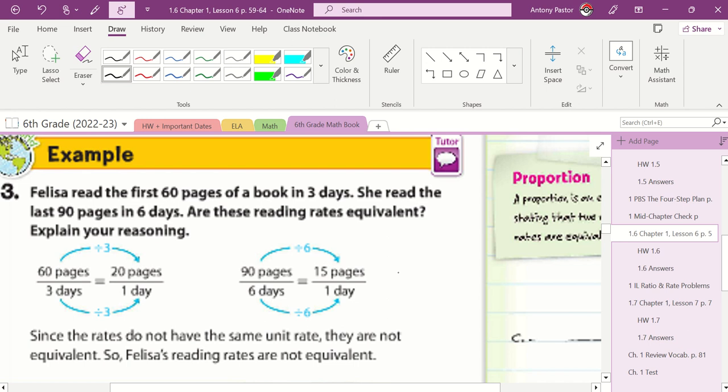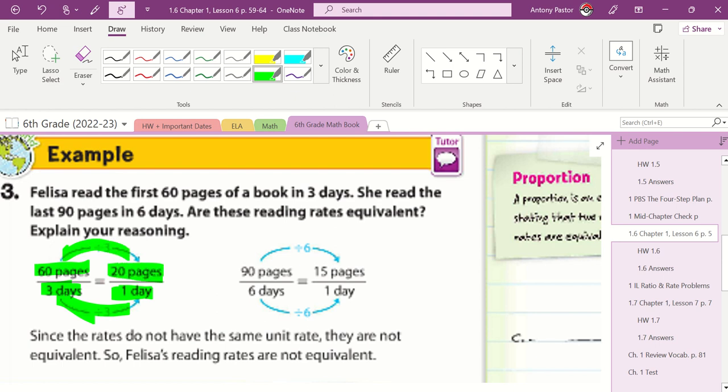Here is an example. Felisa read the first 60 pages of a book in 3 days. She read the last 90 pages in 6 days. Are these reading rates equivalent? Explain your reasoning. So again, she read 60 pages in 3 days. We're going to divide by 3 to find out how much she read in 1 day. When I divide 60 by 3, I get 20. So she read 20 pages in 1 day at the beginning.